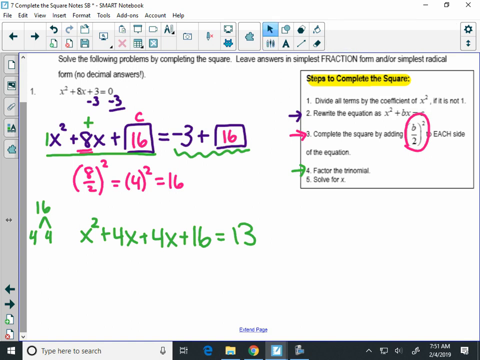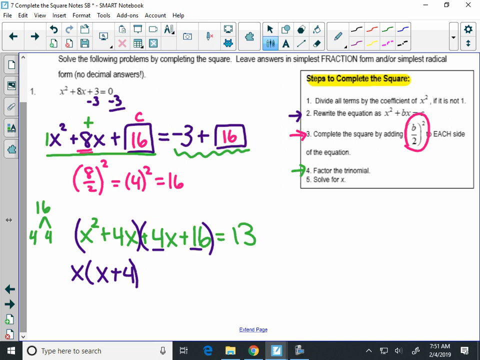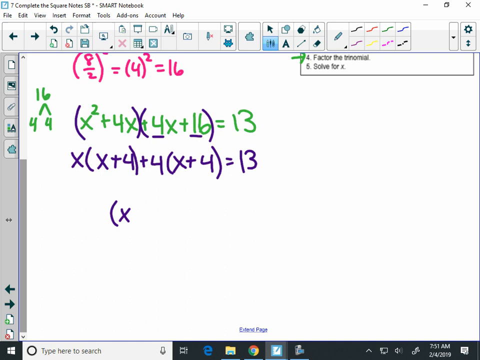Now we're going to factor by splitting the middle. So we're going to put the first two terms in a set of parentheses and the last two. Now the GCF of the first set of parentheses is an x. So I pull an x out, and I'll get x plus 4. In this one, I can pull a 4 out again. So I'll have x plus 4 here equals 13. And the factored form is x plus 4 times x plus 4 equals 13. Now, the thing that we're going to do is we're trying to solve. We're trying to get what x equals.